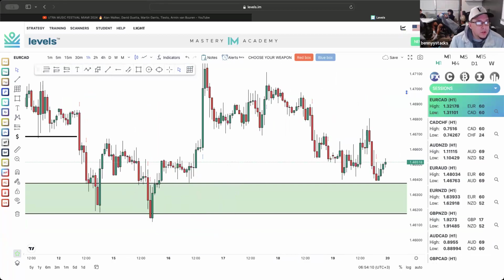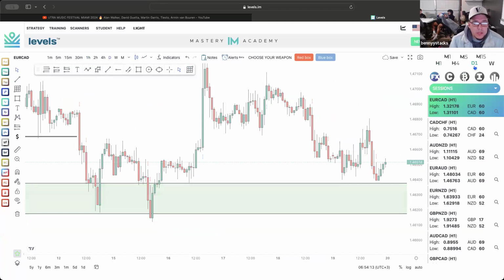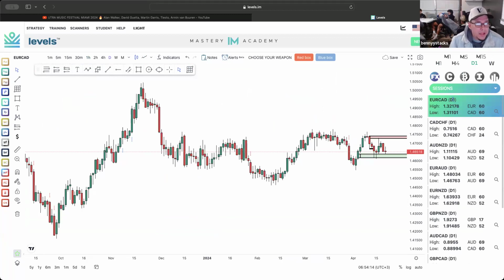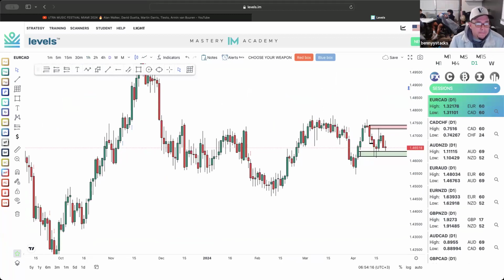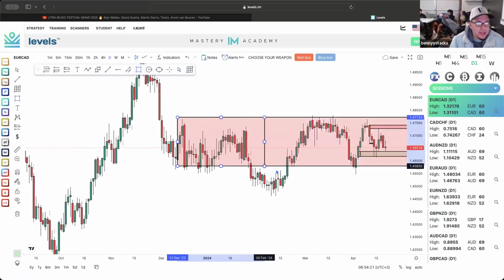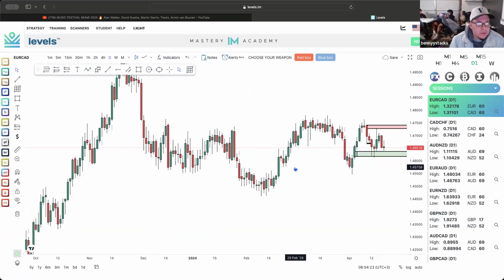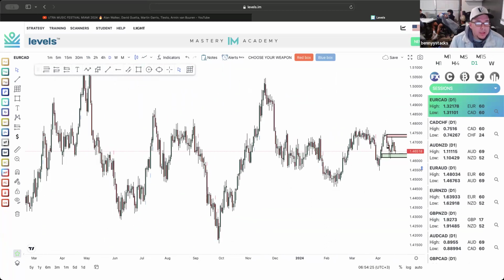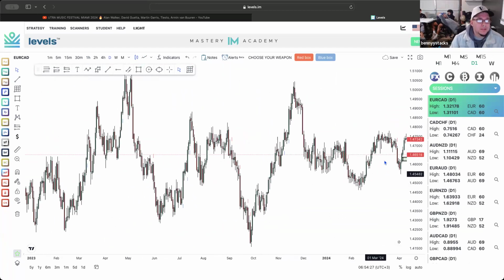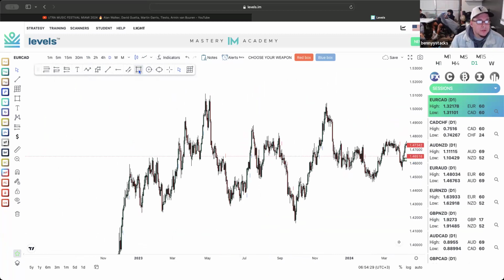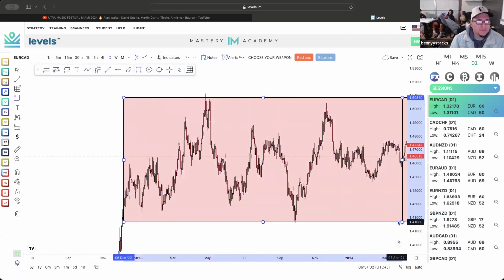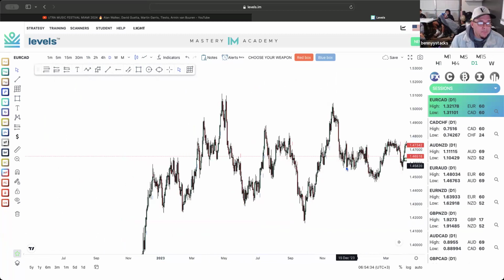What is this? EUR CAD. So let's go to the daily real quick with EUR CAD just to see. Oh my God, that does not look good, because look, it's just ranging, guys. For me, I don't really like this type of stuff right here. But look, let's take a look. Because what I like to do, oh my gosh, I just don't like this type of play. But look, check me out.